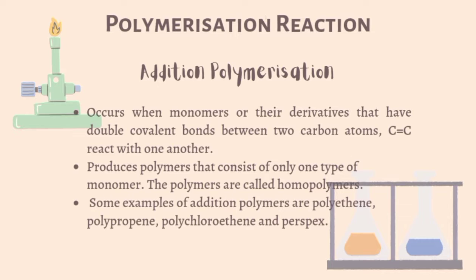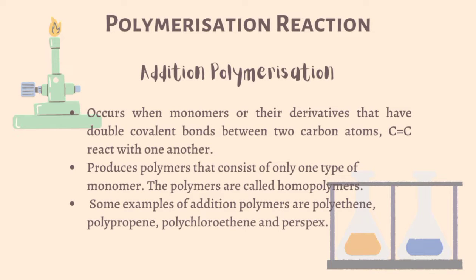And the last one, polymerization reaction. Addition polymerization. Addition polymerization occurs when monomers or their derivatives that have double covalent bonds between two carbon atoms react with one another. It produces polymers that consist of only one type of monomer. The polymers are called homopolymers. Some examples of addition polymers are polyethylene, polypropylene, polychloroethylene, and perspex.